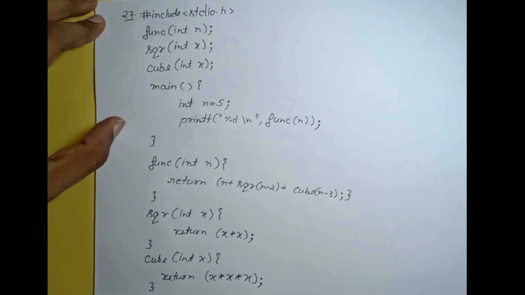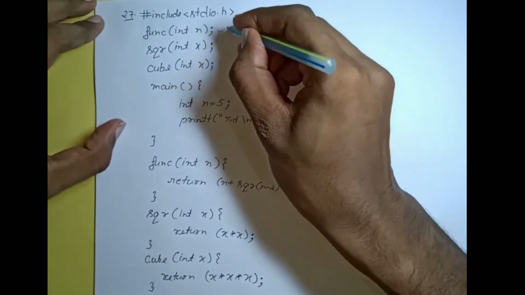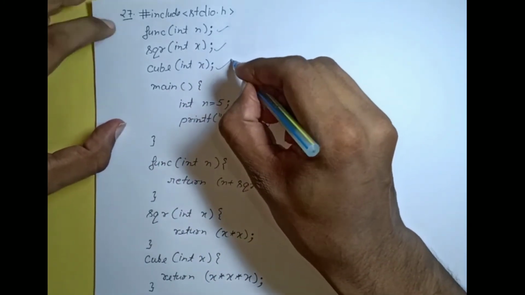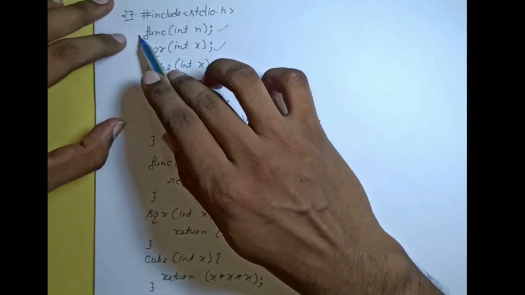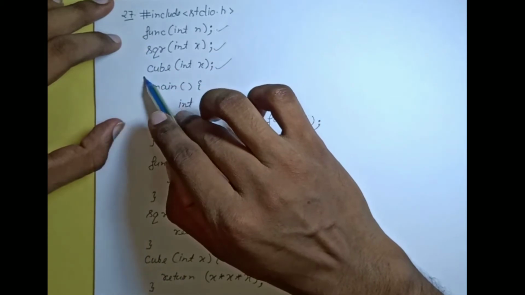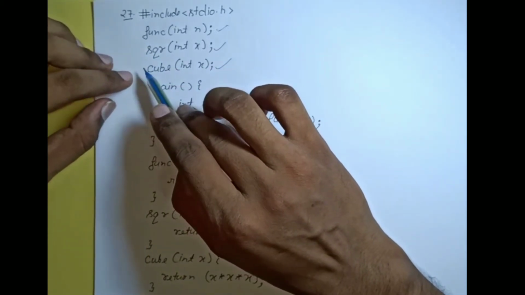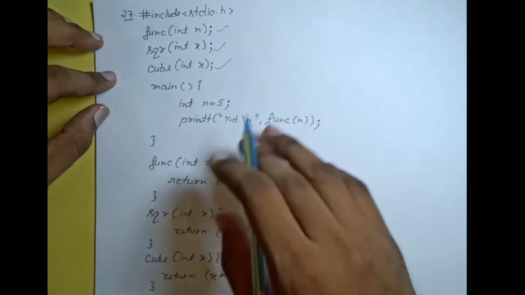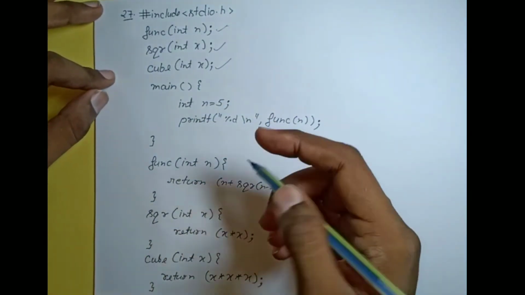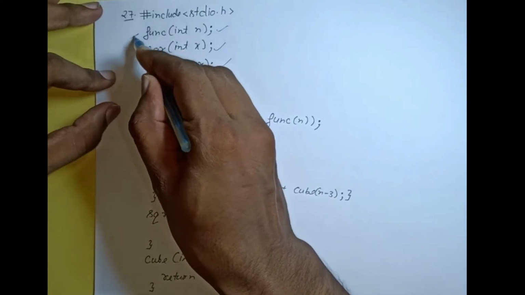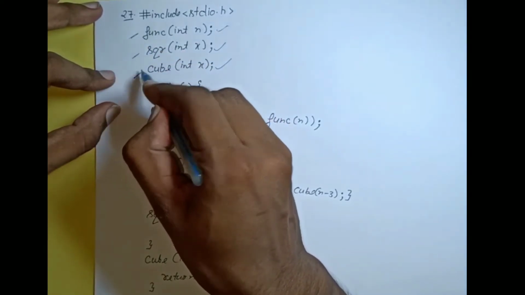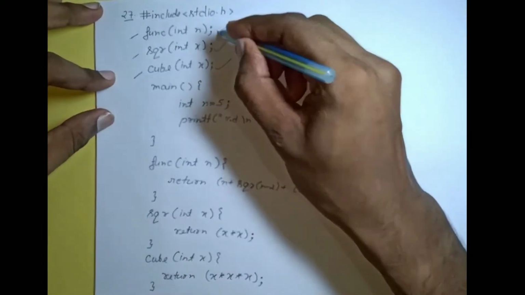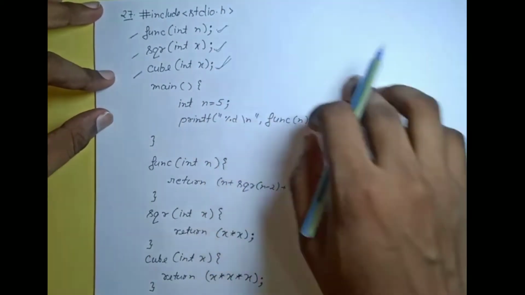As we can see, we have three functions. First one is func, second one is sqr, and third one is cube. You can see that we are not mentioning any return type of these functions. If you are following my course, then you will know that the default return type of a user defined function is int. When we are not assigning any return type to a user defined function, then its default return type is int. So these all three functions return integer type values.